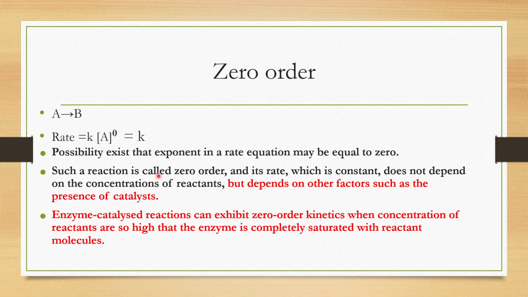Now what do you mean by a zero order reaction? For reactions which are zero order, the rate is constant and the rate of such a reaction does not depend on the concentration of your reactants. The rate of such a reaction is not dependent on the concentration of your reactants but depends on other factors such as presence of catalyst.